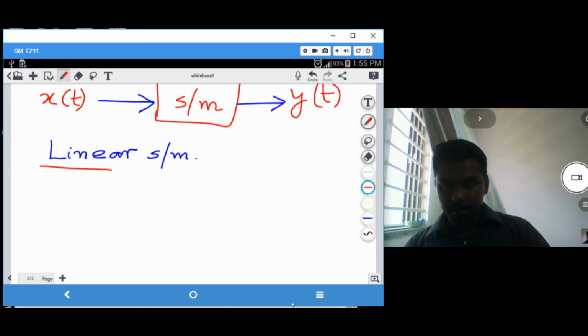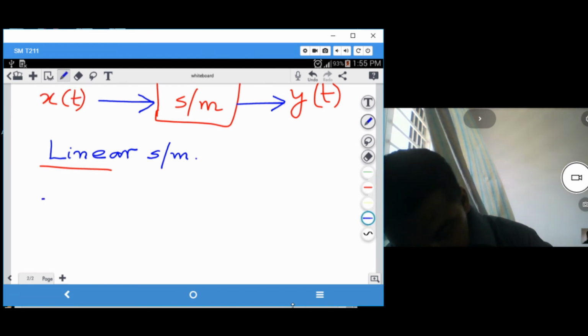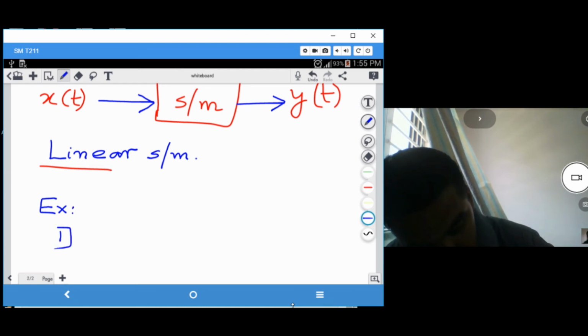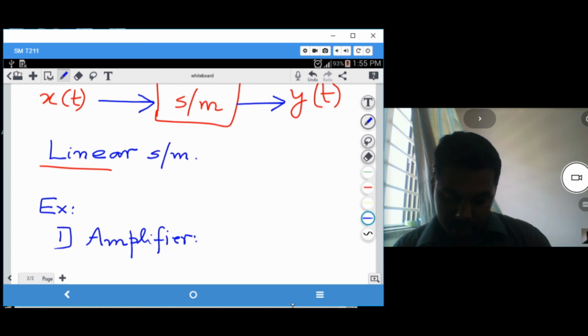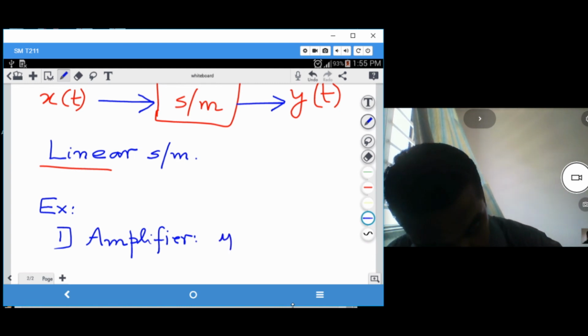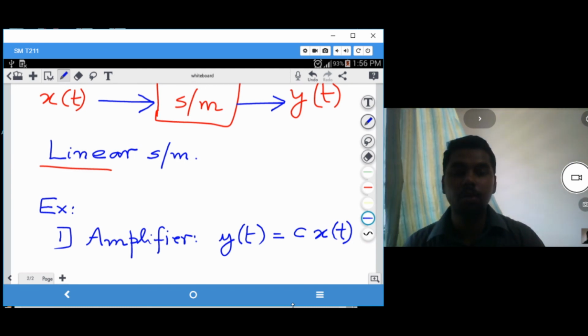So let us see how we can define the linear system using the help of a few examples. The first example that we take is that of an amplifier system. What does an amplifier system mean? The amplifier system can be represented as y of t equal to some c times x of t. It's a direct system. Its output y of t is some scaled version of the input x of t.